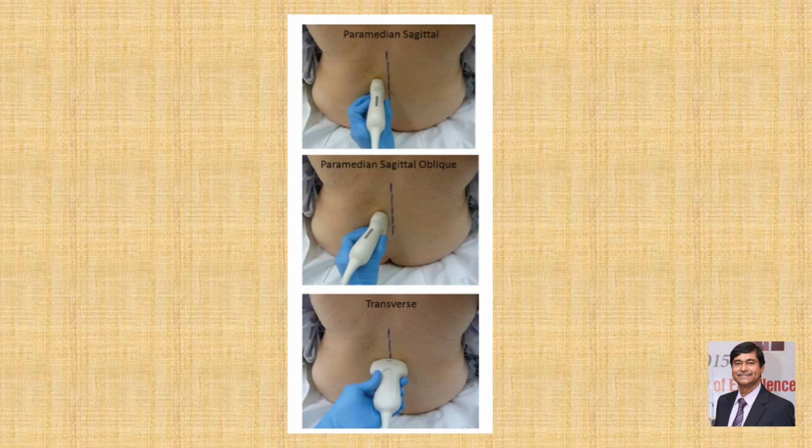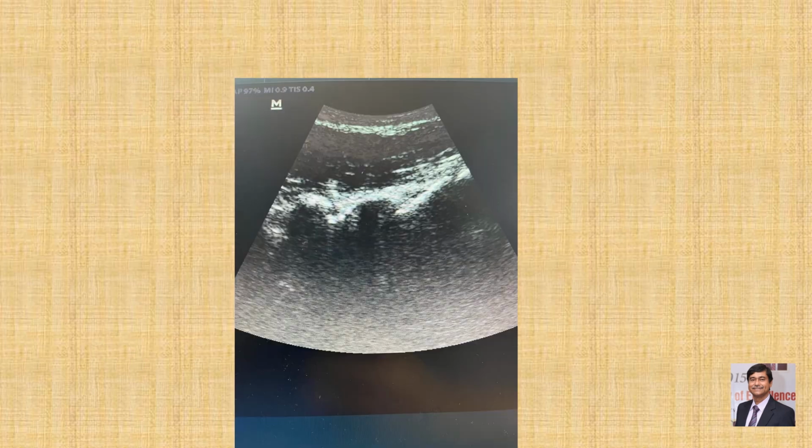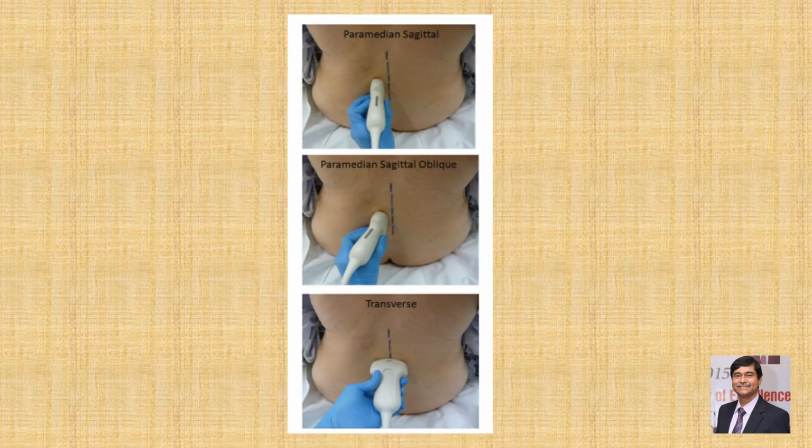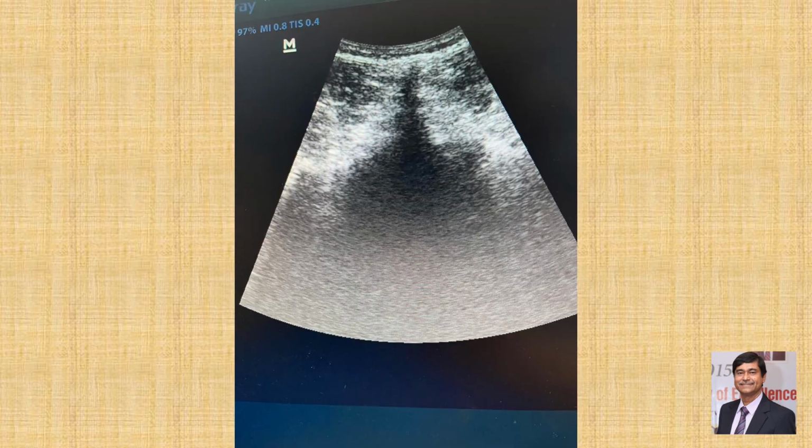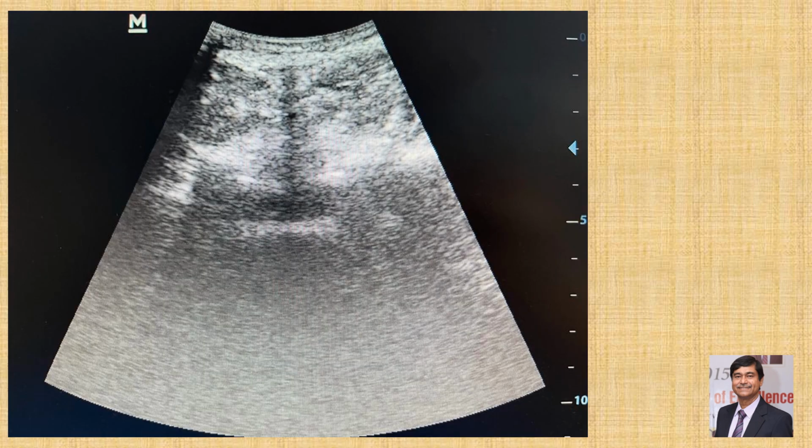Next, we tilt the probe slightly towards the midline, and we see this wavy pattern. This wavy pattern is the facet joints. Next, we turn the probe in a horizontal direction, and we see this dense black shadow. This is the vertebral body, and this is the spinous process. Now we move the probe up and down slightly, and we end up with this picture. This is the dense dark shadow of the spine, and these are two white lines.